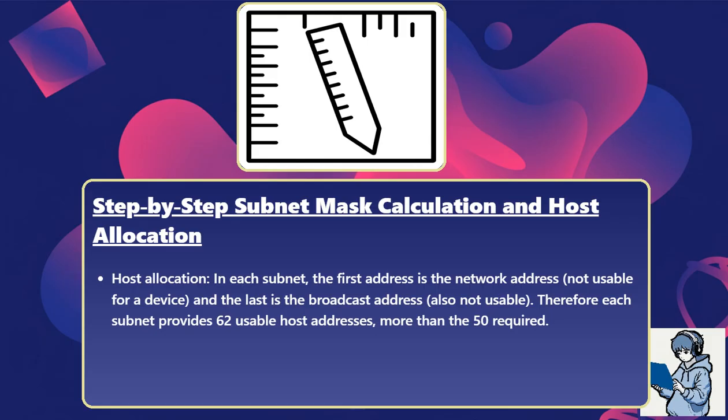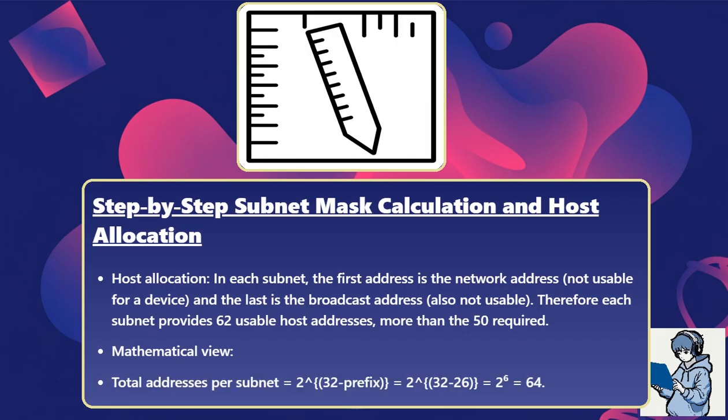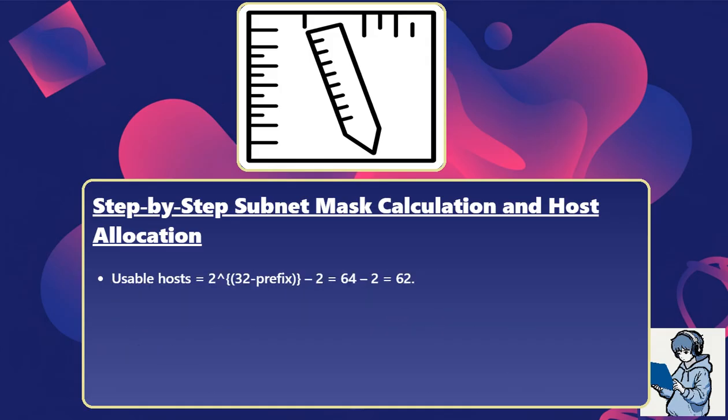last is the broadcast address, also not usable. Therefore, each subnet provides 62 usable host addresses, more than the 50 required. Mathematical view. Total addresses per subnet equals 2^(32 - prefix) = 2^(32 - 26) = 2^6 = 64. Usable hosts equals 2^(32 - prefix) - 2 = 64 - 2 = 62.